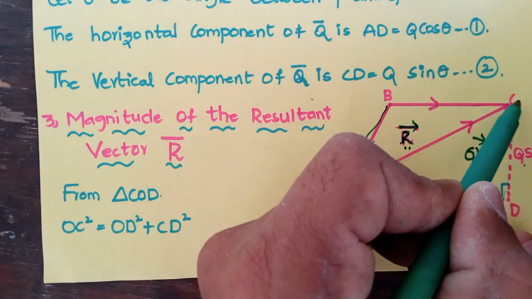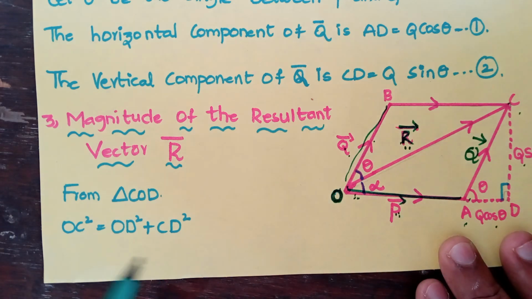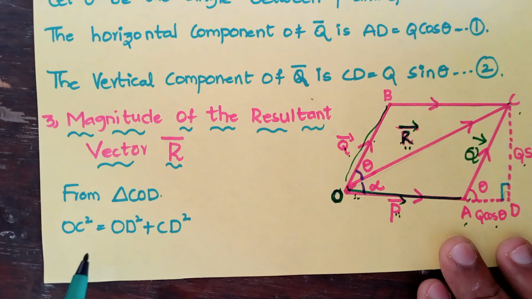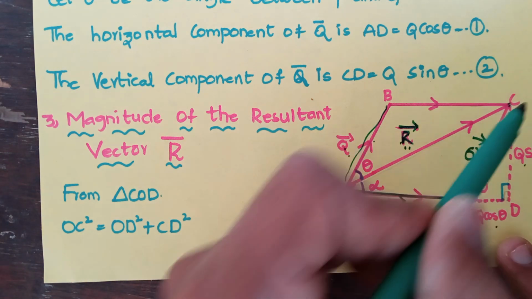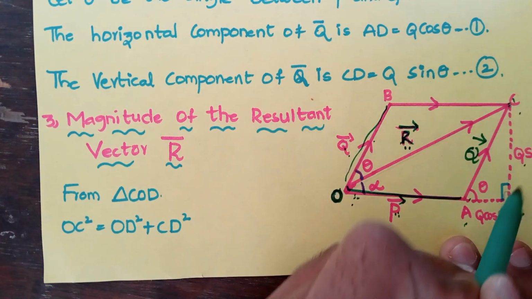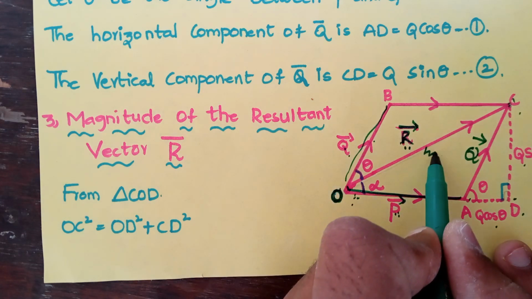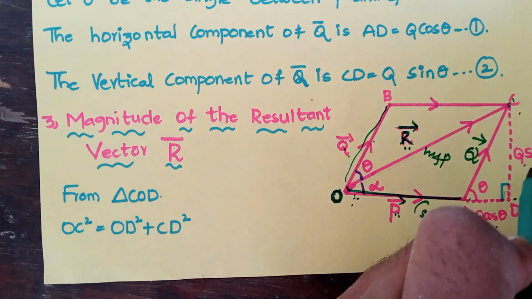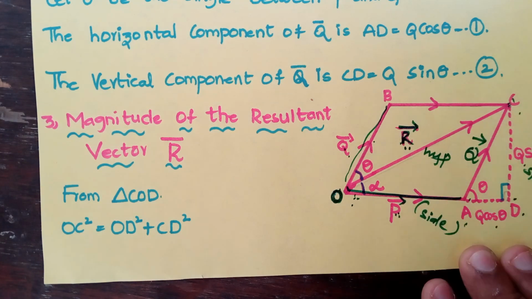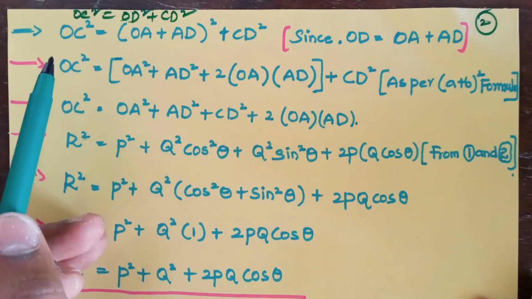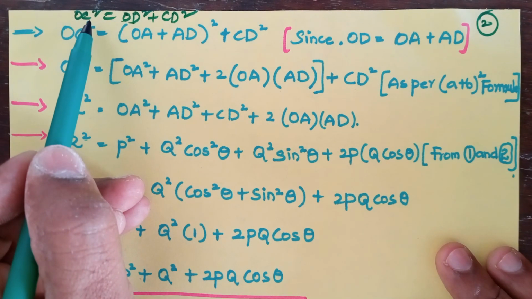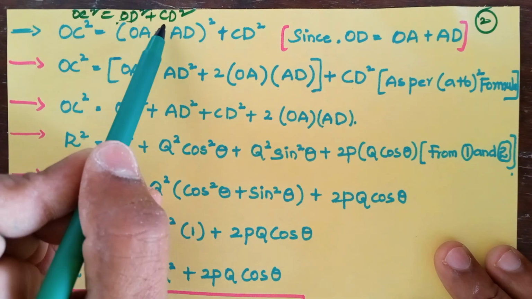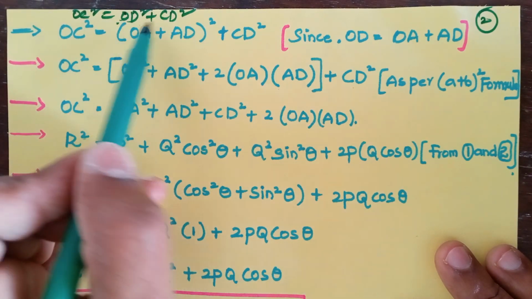From triangle COD we are forming, according to Pythagoras theorem, OC square is equal to OD square plus CD square. What is the meaning of that? Hypotenuse square is equal to side square plus side square, right? Now from triangle COD, OC square is equal to OD square plus CD square.